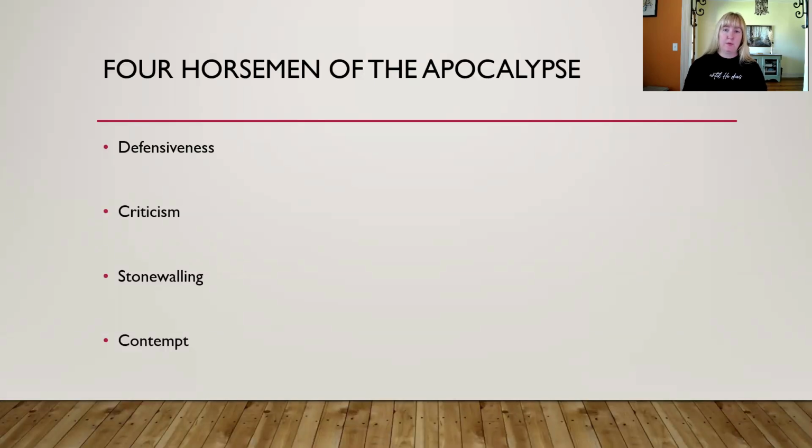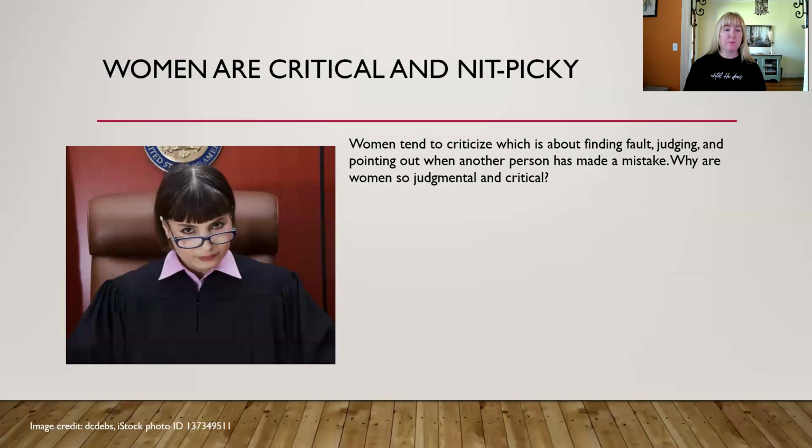So since we're in the topic of gender differences, I want to also factor in a gender component. It may not always be true, but again, it tends to be true. Women tend to be more notorious for being critical and nitpicky. Women tend to criticize, which is that fault finding, judging, pointing out when another person makes a mistake. The question is why? Why are women much more likely, or at least stereotypically so, to be judgmental and critical?